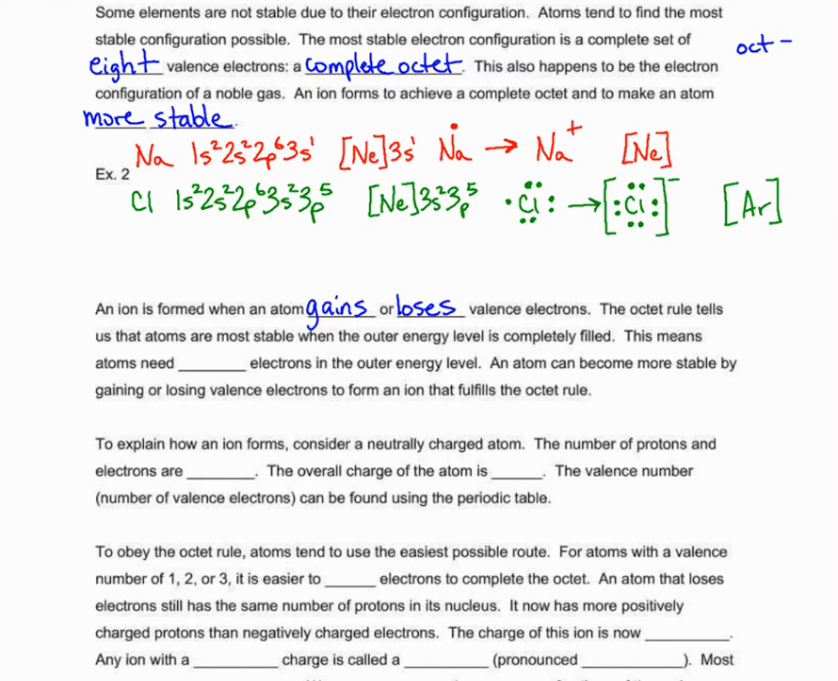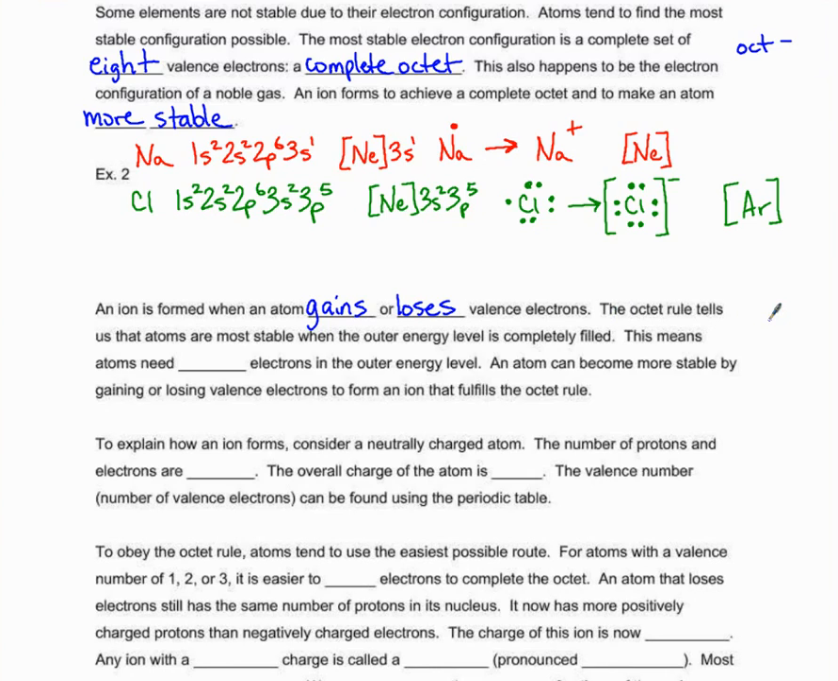So there's a thing called the octet rule. The octet rule tells us that atoms are most stable when their outer energy level is completely filled. So the octet rule says that this chloride, the Cl minus ion, is more stable than this neutral chlorine, which is short 1 electron. It tells us that this sodium ion, which has the electron configuration of neon, which is a very stable configuration, is much more stable than this sodium that has just 1 too many electrons for a stable configuration. So that's what the octet rule is saying.